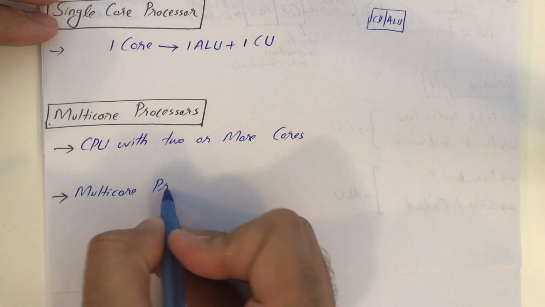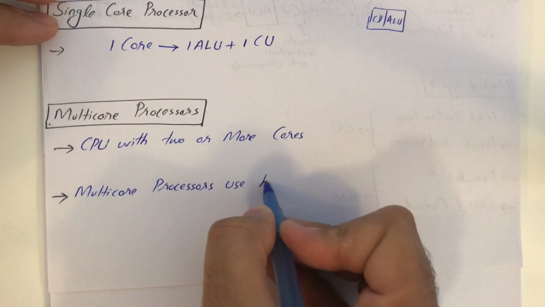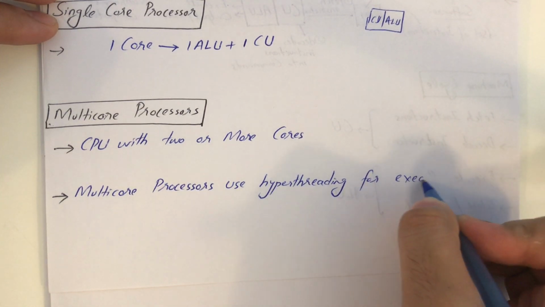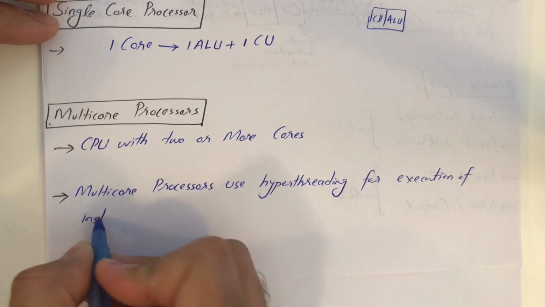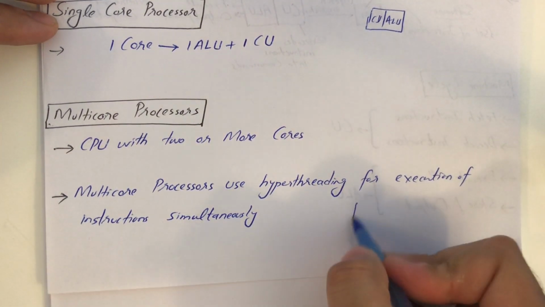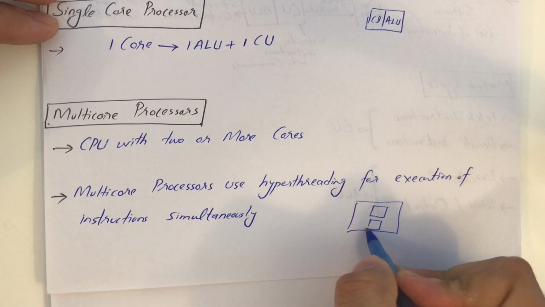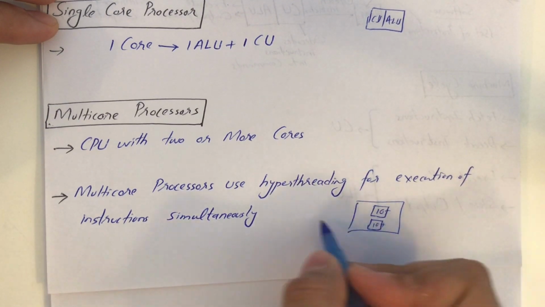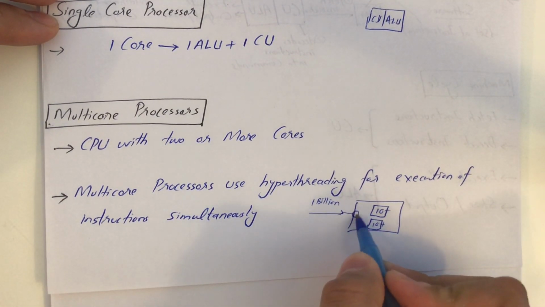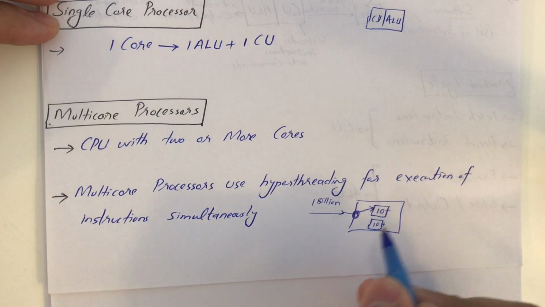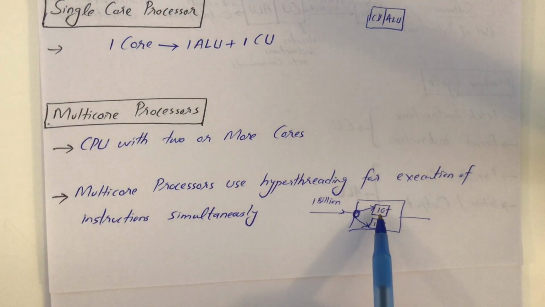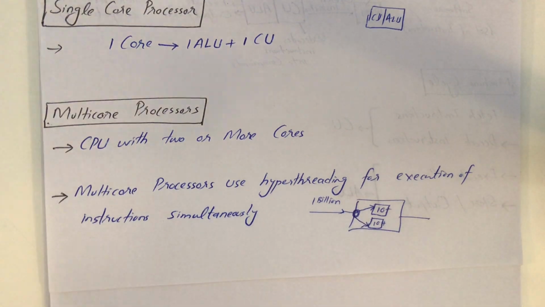Multi-core processors use a concept, please remember that, hyper-threading, for execution of instructions simultaneously. So what does it mean? Let's say this is your multi-core CPU. So this is one chip, this is the second chip. Let's say this is 1 gigahertz and this is also 1 gigahertz, and you got, for example, 1 billion instructions. So now what's going to happen? We will use the concept of hyper-threading to divide them. 500 million instructions will be executed from this processor, and 500 million from the other processor, and then you will have the faster output. Rather than executing all 1 billion instructions from one processor, you can divide them. This concept is called hyper-threading.